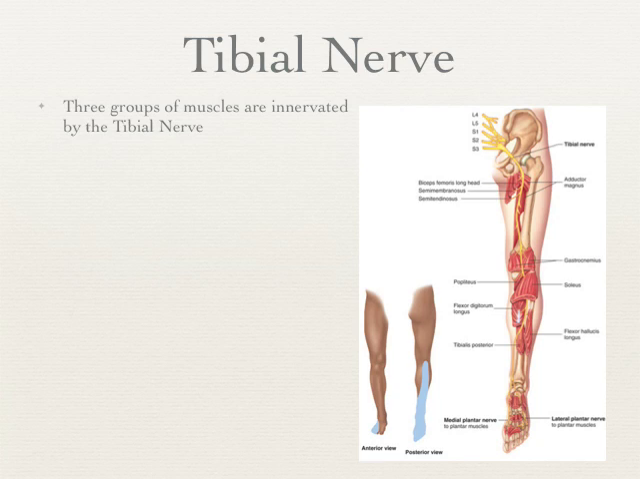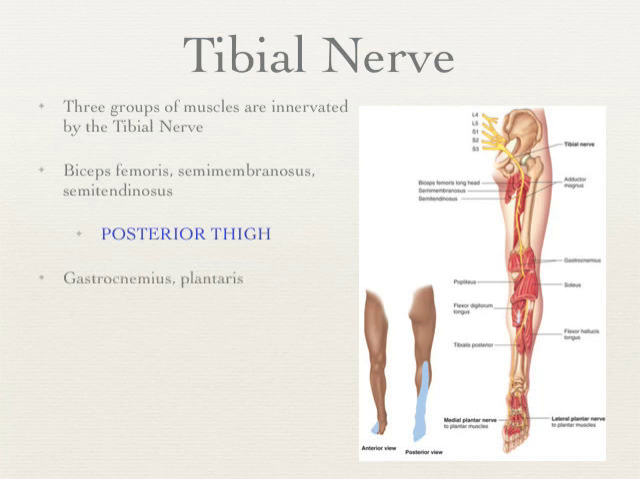You got it. Okay, what are the three? Biceps femoris, semimembranosus, semitendinosus. What group do they belong to? Which one? Posterior thigh. The posterior part of the thigh here is made up of those muscles, right? What other muscles do I see here? I see gastrocnemius, plantaris, and soleus. What group is that? Posterior leg.